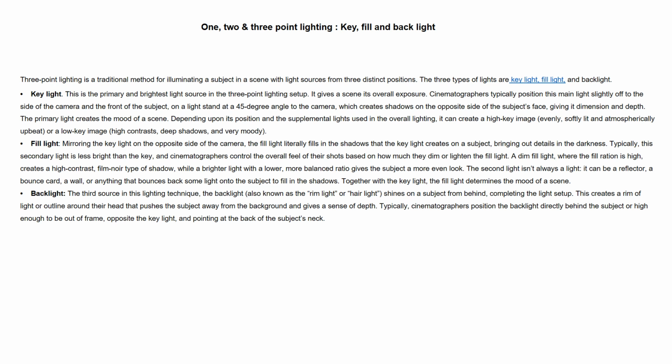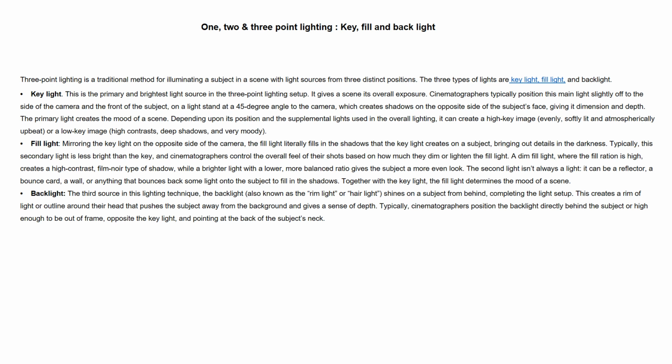on a light stand at a 45-degree angle to the camera, which creates shadows on the opposite side of the subject's face. Giving it dimension and depth, the primary light creates the mood of a scene. Depending upon its position and supplement light used in the overall lighting, it can create a high-key image, evenly, softly lit, and atmospherically upbeat, or a low-key image, high contrast, deep shadows, and very moody.